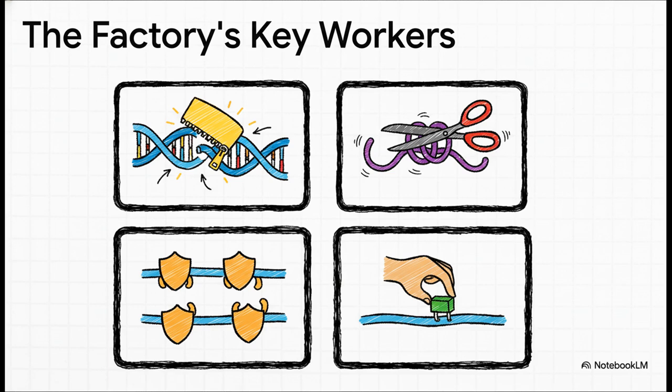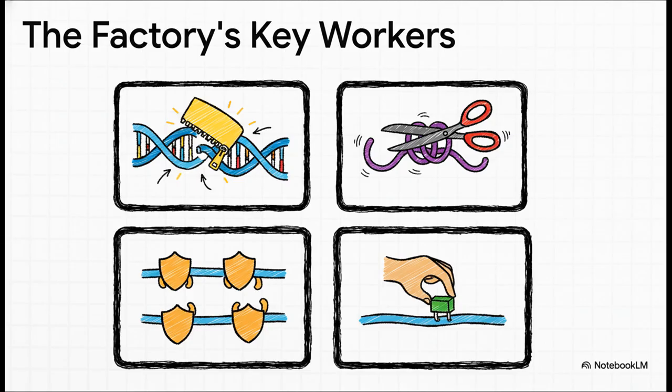So let's break down who's on this factory floor. First up, you've got DNA helicase. Think of it as the demolition crew, just plowing forward, unzipping that double helix. Now, as it unwinds, it creates a ton of tension up ahead. That's where topoisomerase, also known as DNA gyrase, comes in. It's the tension relief specialist. It literally cuts and reseals the DNA to prevent knots.